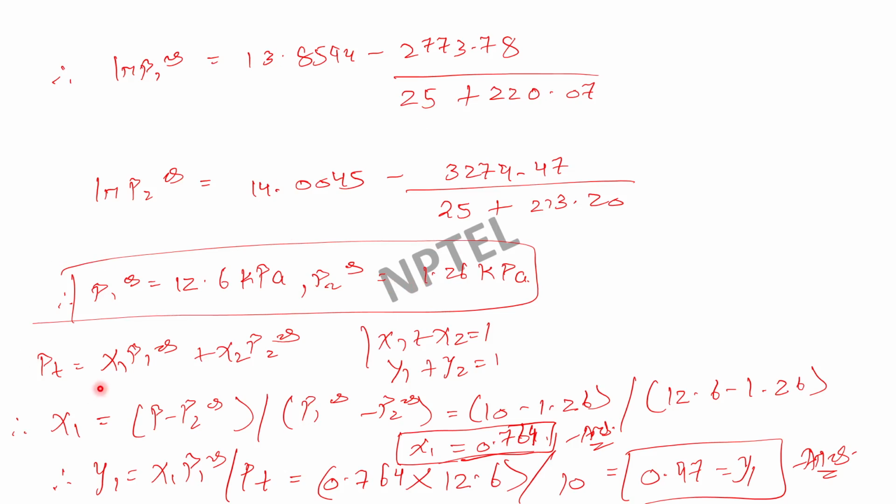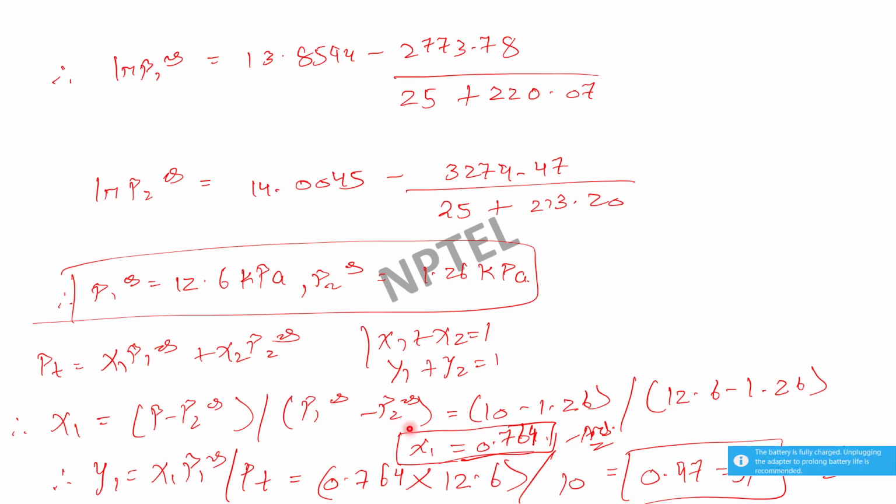Now, similar to the previous one, since the total pressure is x1 p1 sat plus x2 p2 sat, and the total mole fraction has to come out to be 1, that is 100%, we'll find the value of x1, that is P minus p2 sat divided by p1 sat minus p2 sat. Put in all the values, and we can find the value of x1. Then we'll use Raoult's law, that is yi equals xi pi sat by PT. We can find the value of y1.